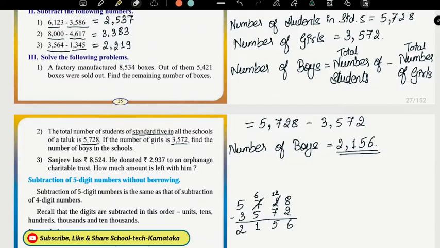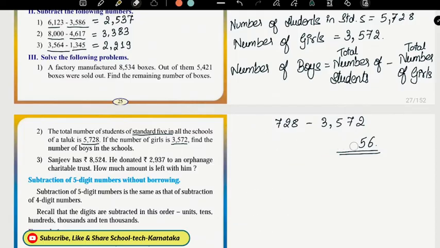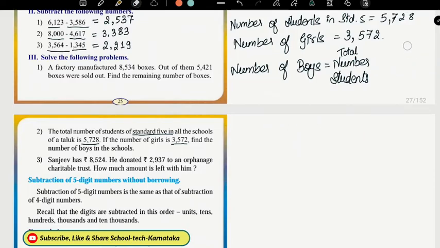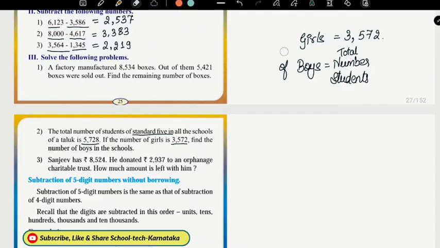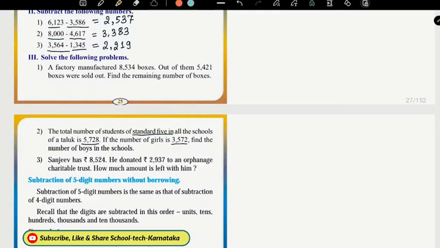Now let's check with our last question from this exercise. That is question 3. What do we have? Sanjeev has 8,524 rupees and he donated 2,937 to an orphanage charitable trust. How much amount is left with him?